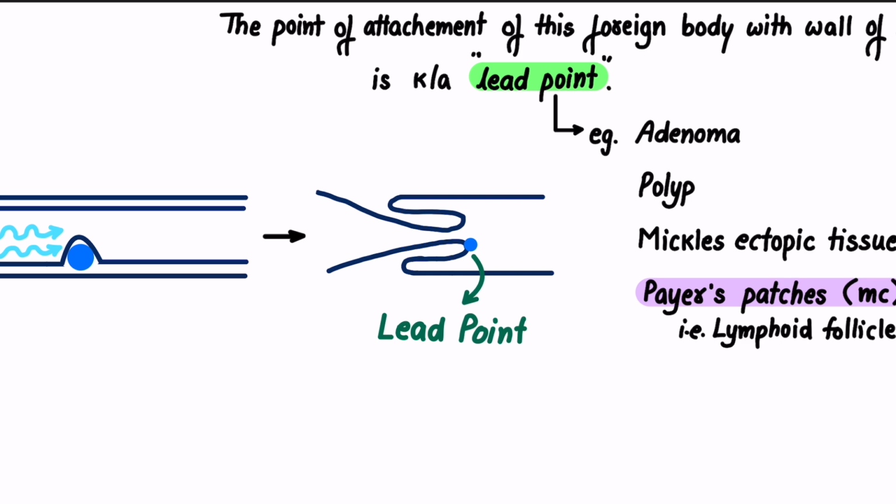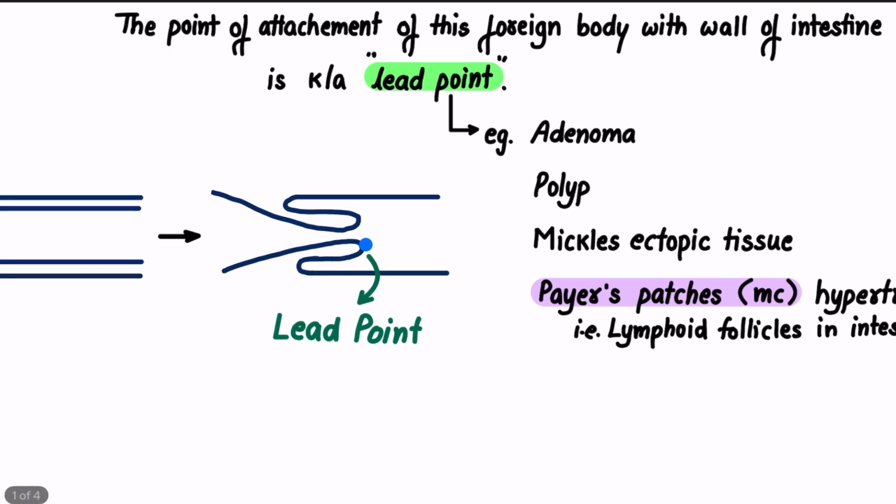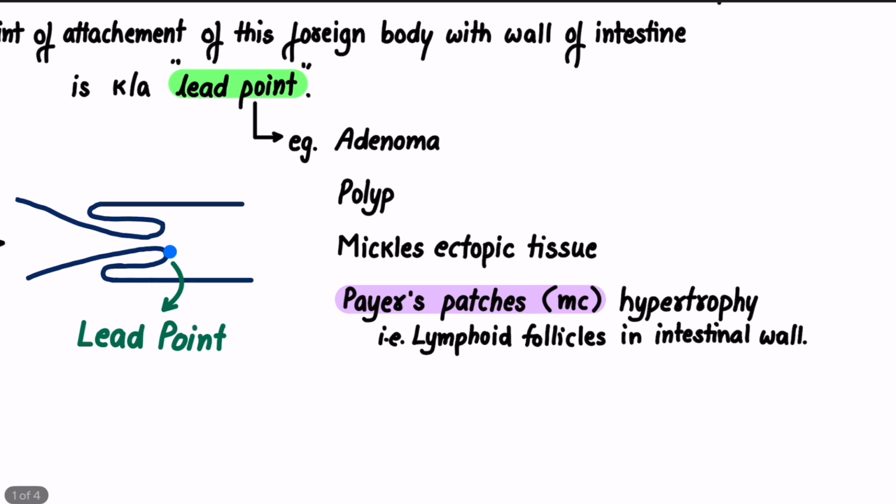Now these different etiological agents are considered lead points because, for example, this blue dot represents an etiological agent, and they may be of varying nature. So these will bind to the wall of the intestine and will act as a lead point. Now, what are the etiological agents? I have written a few of them here, and then we will see more on the next slide.